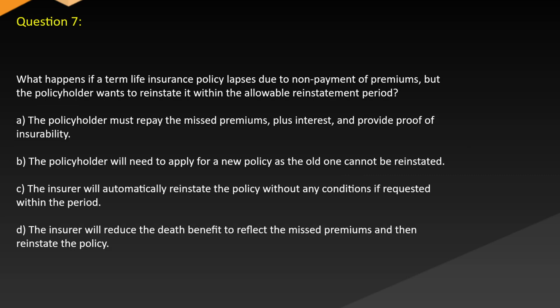Question 7. What happens if a term life insurance policy lapses due to non-payment of premiums, but the policyholder wants to reinstate it within the allowable reinstatement period? A. The policyholder must repay the missed premiums plus interest and provide proof of insurability. B. The policyholder will need to apply for a new policy as the old one cannot be reinstated. C. The insurer will automatically reinstate the policy without any conditions if requested within the period. D. The insurer will reduce the death benefit to reflect the missed premiums and then reinstate the policy.